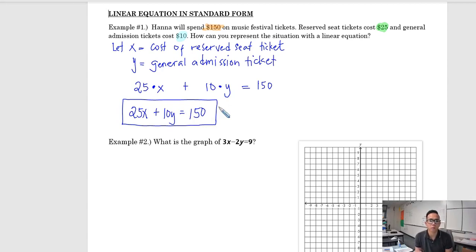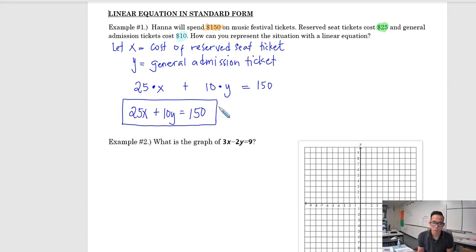The standard form of a linear equation is, again, written as ax plus by is equal to c, where a, b, and c are integers, and a and b are not both equal to 0. I'm giving emphasis on a and b not both being equal to 0, because if both of them are equal to 0, what will remain is just the value of c.